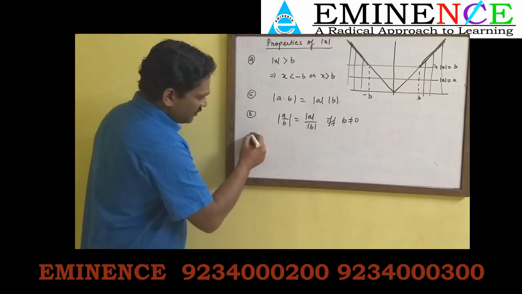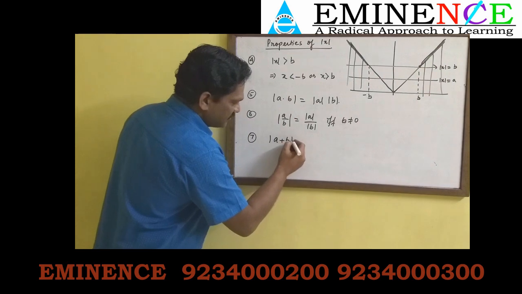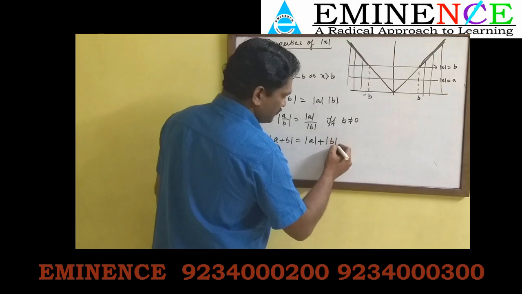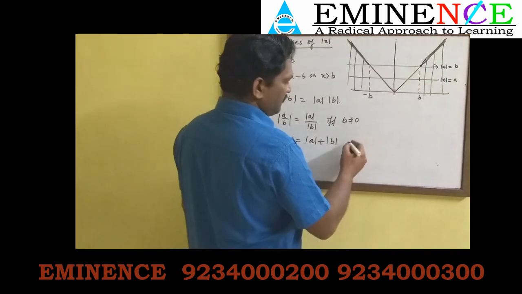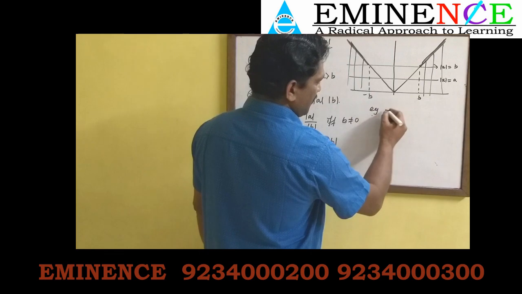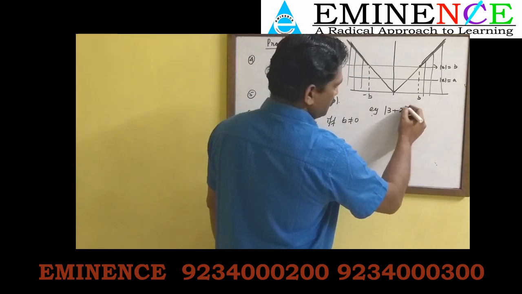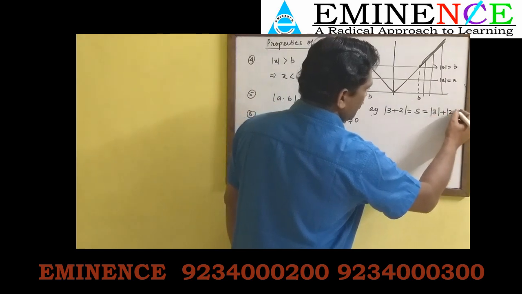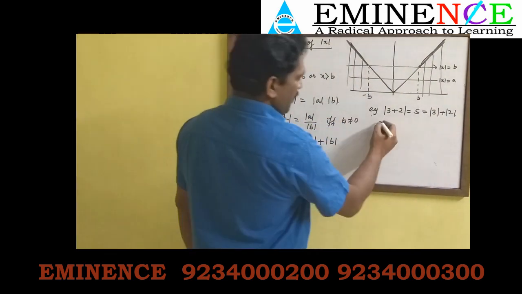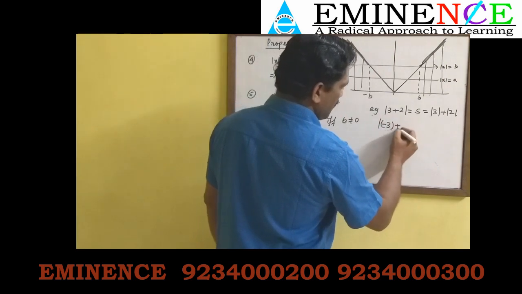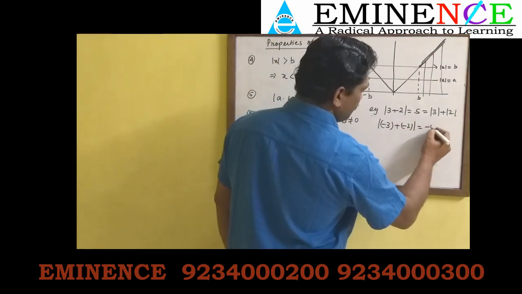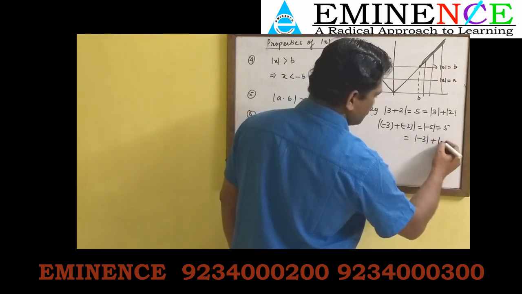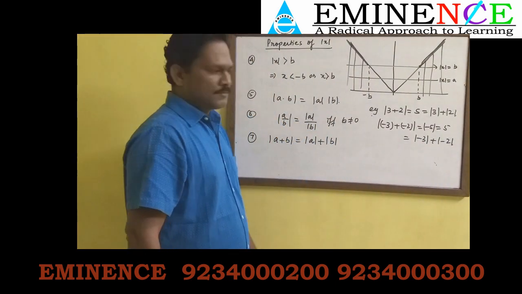Now, interesting thing, if I say modulus of a plus b, this can be written as modulus of a plus modulus of b. But the question arises, when? For example, modulus of 3 plus 2 is 5, and this can very well be written as modulus of 3 plus modulus of 2. If I write minus 3 and minus 2, this is minus 5 and that gives you 5. So this is very much equal to modulus of minus 3 plus modulus of minus 2.